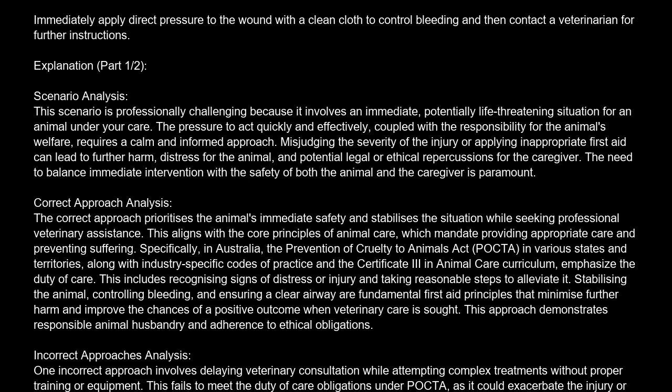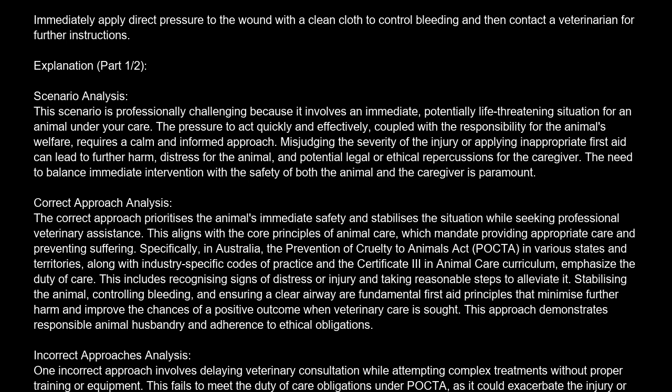The need to balance immediate intervention with the safety of both the animal and the caregiver is paramount. Correct approach analysis. The correct approach prioritizes the animal's immediate safety and stabilizes the situation while seeking professional veterinary assistance. This aligns with the core principles of animal care, which mandate providing appropriate care and preventing suffering.